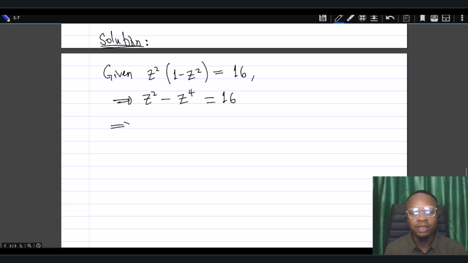I just want to make it look quadratic some way. So I want to move this to the other side. So this is going to be z to the power of 4, then minus z to the power of 2, then plus 16, and everything here is equal to 0.